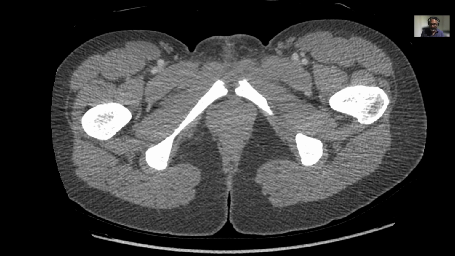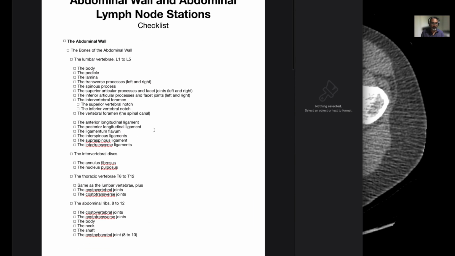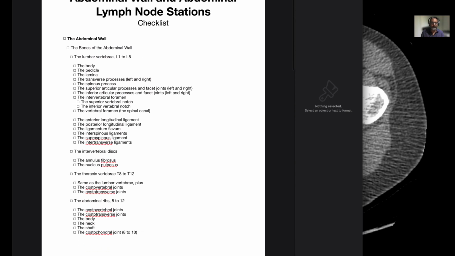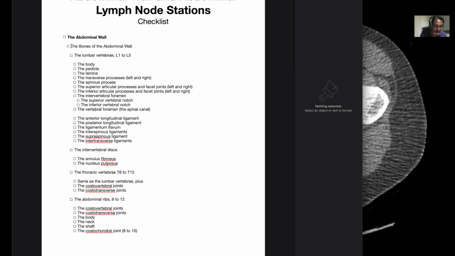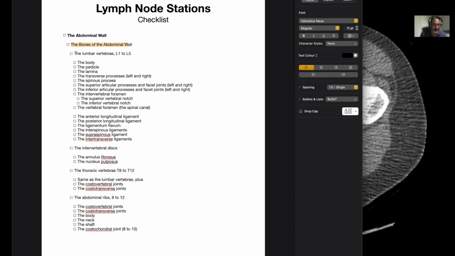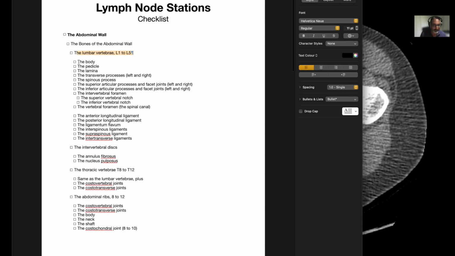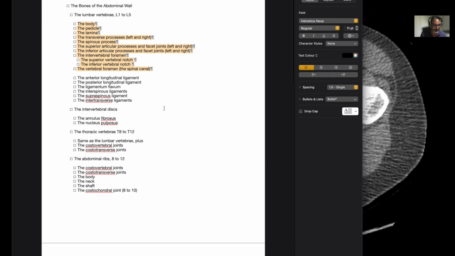Okay, so just to give me a refresher on what we're doing today. We're doing the abdominal wall and abdominal lymph node stations. In the abdominal wall and lymph node stations, we're going to do the bones of the abdominal wall, the lumbar vertebra, and all the aspects of the vertebra. I'll try to remember them, otherwise I'll come back.